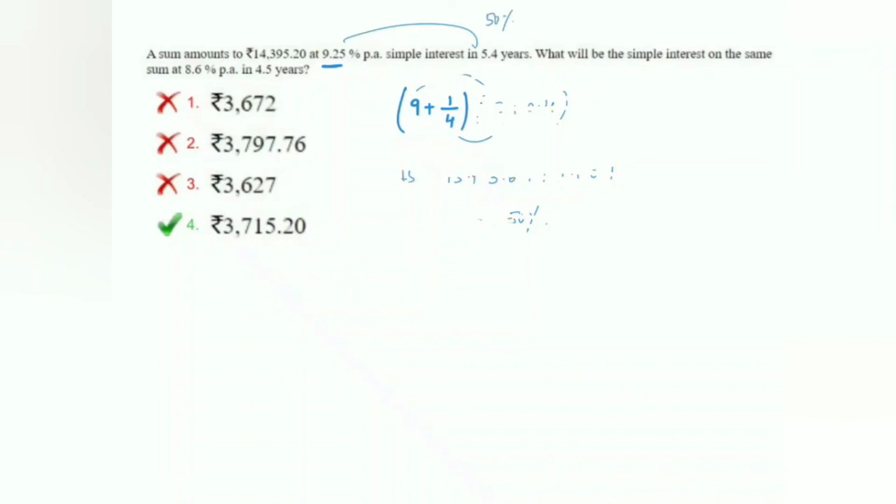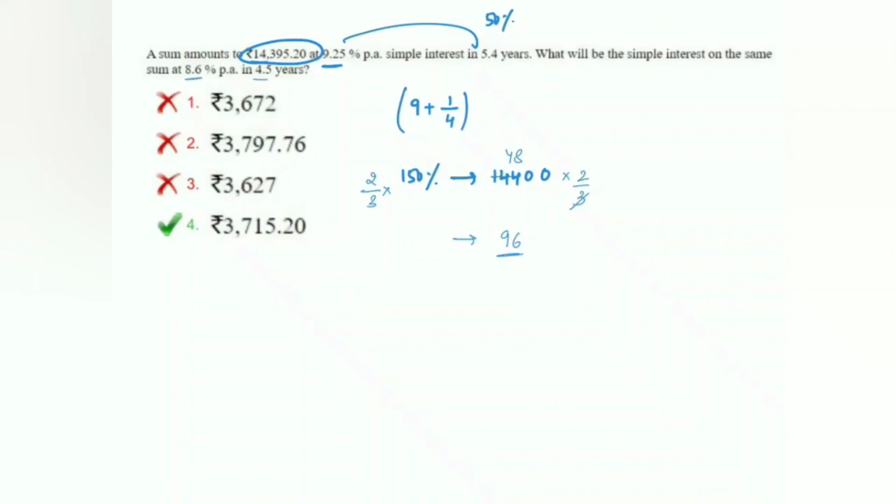So 150% is, take the closer value, 14400. What is 100%? Multiply it by 2 by 3. This also multiply by 2 by 3. We know it is 48. 48 into 2 is 96. So 100% is 9600. Therefore 1% is 96. Now what do we need? 8.6 into 4.5 years.